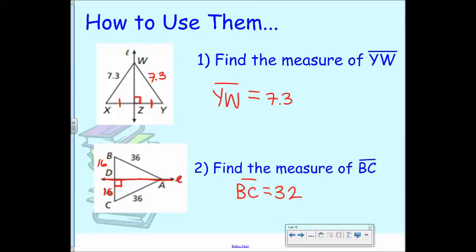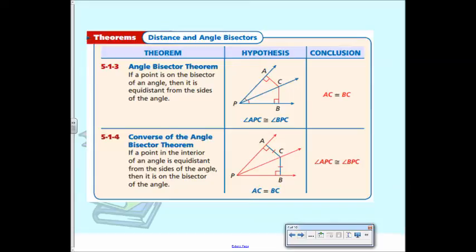Okay, the angle bisector theorem and the converse of the angle bisector theorem are pretty similar. An angle bisector is a ray that cuts through the middle of an angle. So looking at this figure right here, the angle bisector would be PC because it's cutting through the middle of an angle. And I know it's a bisector because APC is congruent to BPC. So these two angles in here are congruent, which means PC must be a bisector.